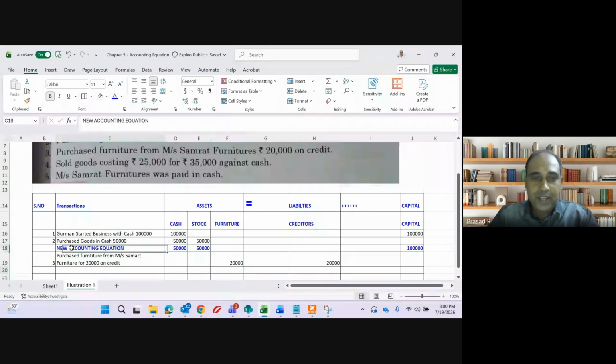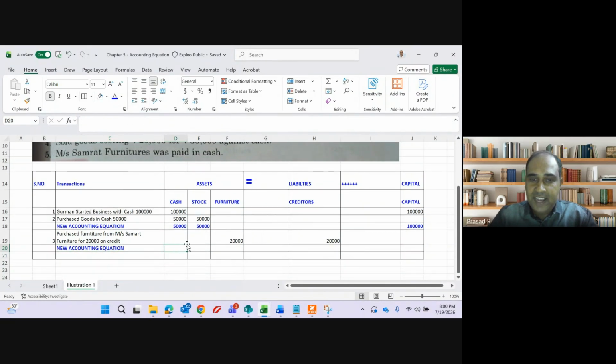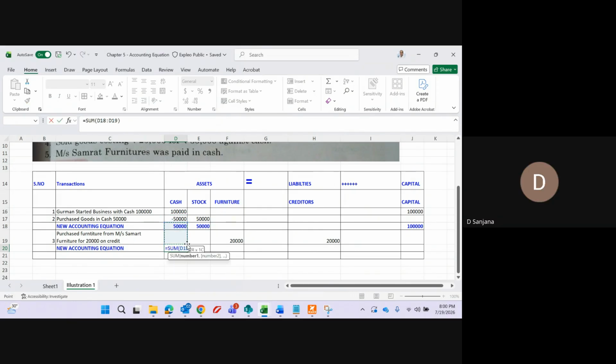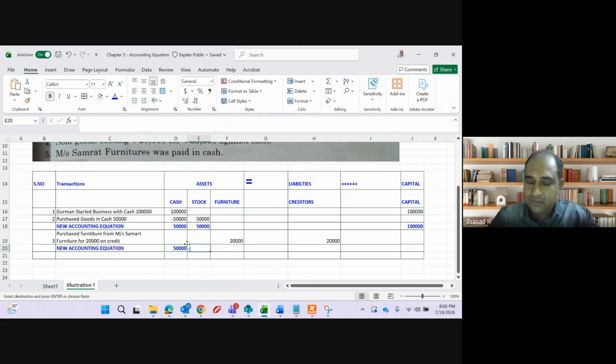So now my new accounting equation will be this. Any change in cash, guys? No, sir. Any change in stock? No, sir. A new asset has come called furniture. A new liability has come in the name of creditors, and my capital remains intact. Now check whether the accounting equation is tallying.